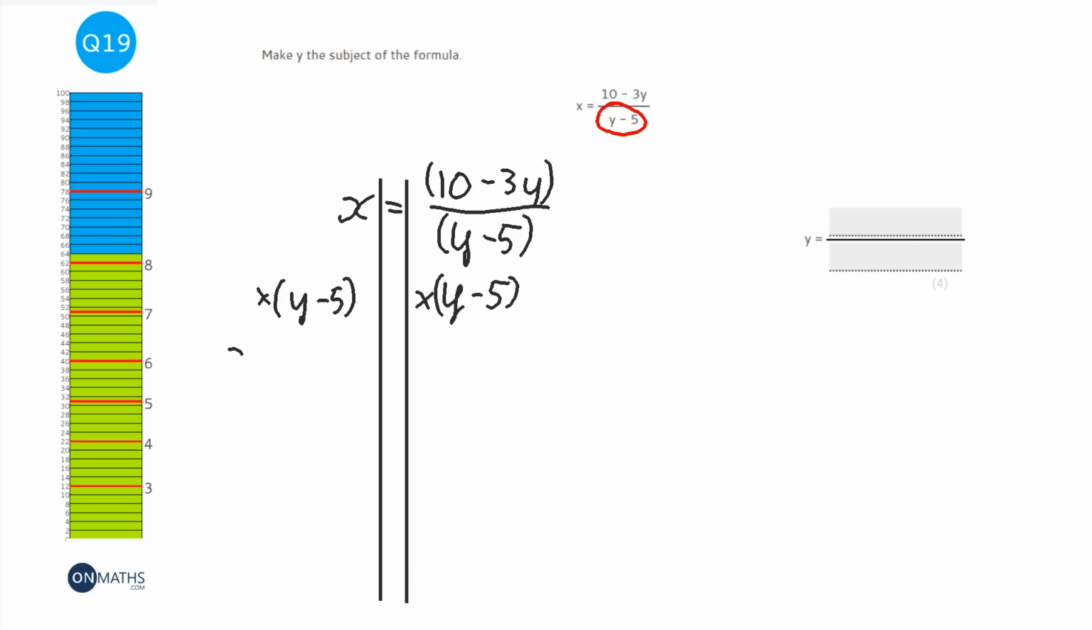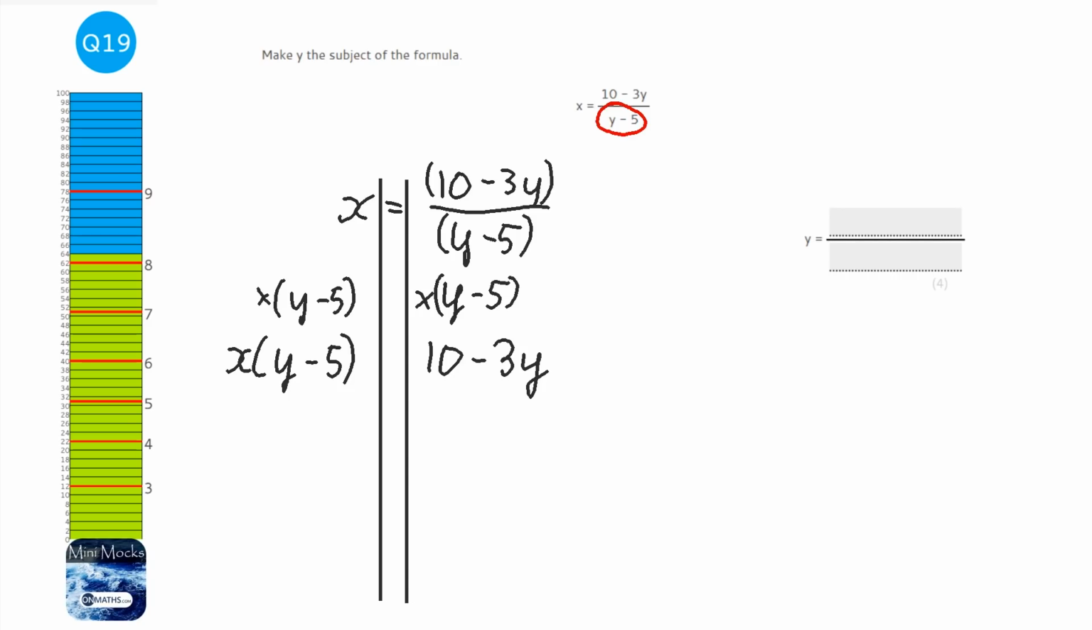So this ends up being x brackets y minus 5. And on the right hand side it's just the same numerator but without the denominator. Now I said there were two things you've got to get rid of. The first one's fractions, the second one is brackets. You've got to break them open. So we're going to times out these brackets. So we're going to have xy minus 5x, and the right hand side hasn't changed at all, it's just 10 minus 3y because we haven't done anything to both sides.